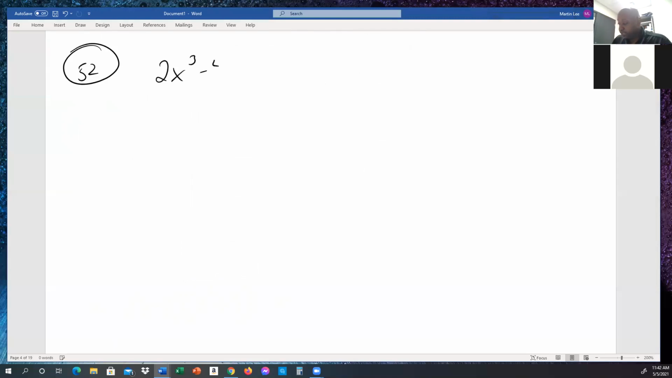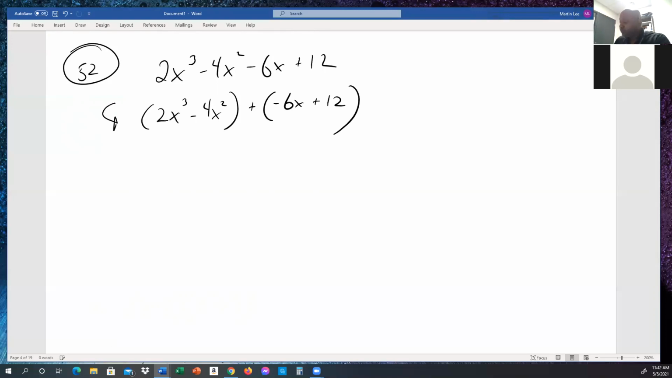2x to the third minus 4x squared minus 6x plus 12. I'm going to rewrite this as, put in parentheses, 2x to the third minus 4x squared, then plus negative 6x plus 12. So essentially, I just put parentheses here and here, here and here, put a plus sign in between. And now we're going to factor out what we can from each of these.